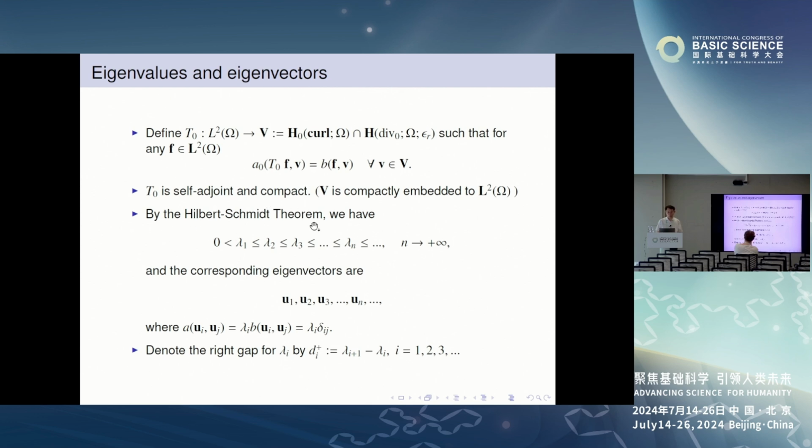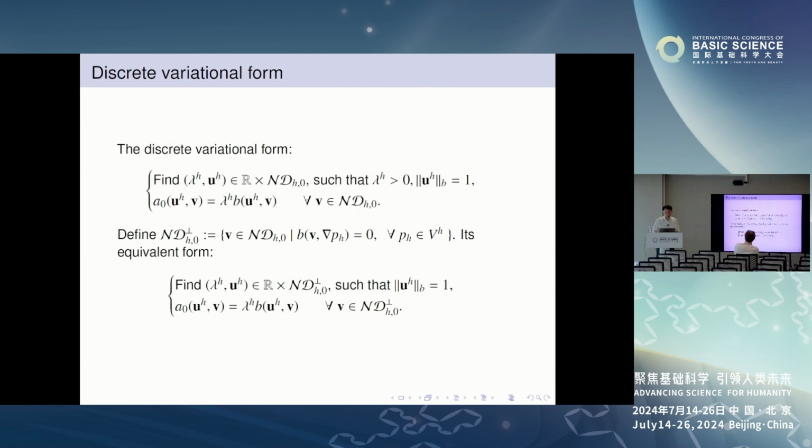By the help of the Schwarz theory, we know the eigenvalues can be written down like this. Of course, the first one is larger than 0, and the corresponding eigenvectors can be denoted like this. According to the bilinear form, they should be orthogonal. We denote the right gap for lambda_i by lambda_{i+1} minus lambda_i, and lambda_i minus lambda_{i-1} denotes the left gap of lambda_i, because the convergence rate depends on this gap.